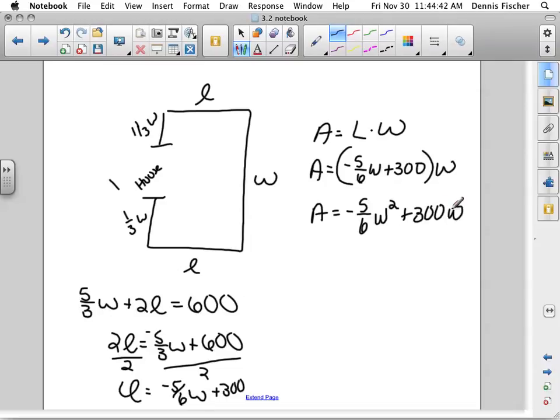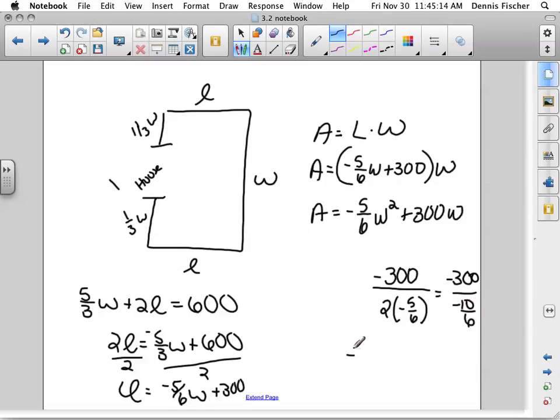Plus 300 W, right? Not much different. Negative B over 2A, find the vertex, so negative 300 over 2 times a negative 5/6. If you get negative 5/6 divided by 2, how do I get a negative? Divided by 2 is the same as times a half. So we get 5, that'd be negative 10, that'll be a negative 10/6. Divided by negative 10/6.